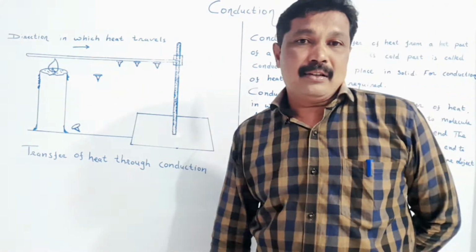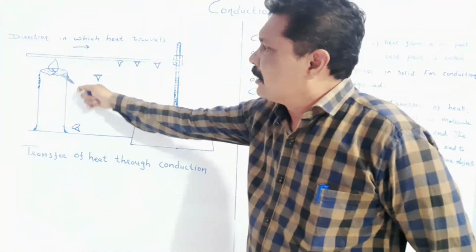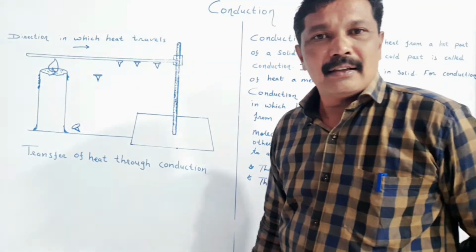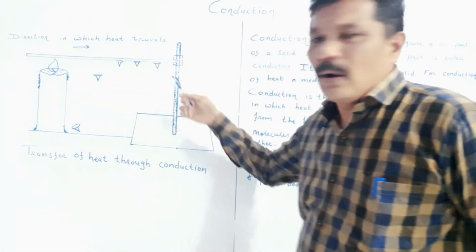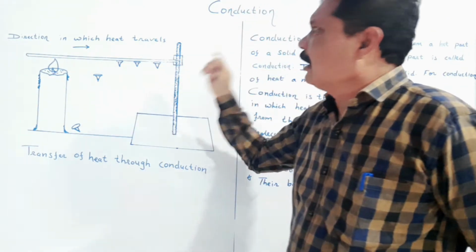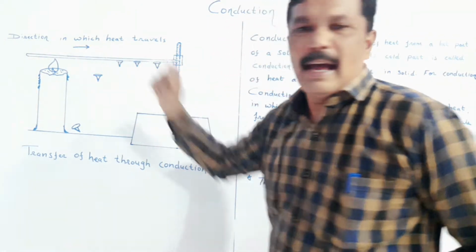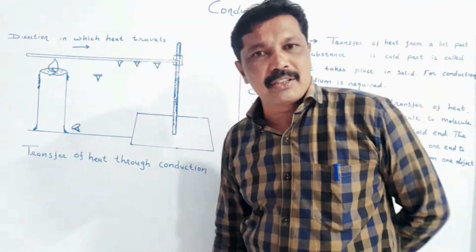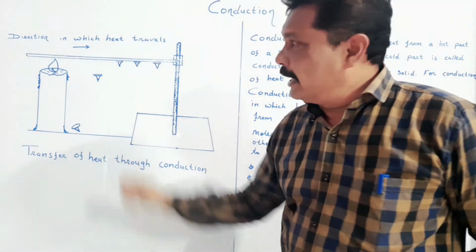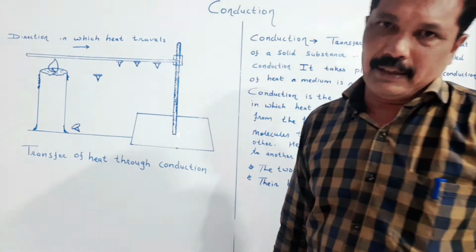My dear student, through this activity, we can draw a conclusion that when a solid such as an iron rod is heated, there is flow of heat from the hot end to the cold end. The direction in which the heat travels is given by an arrow. And from this observation, we can say that when a solid is heated, there is flow of heat from the hot end to the cold end.